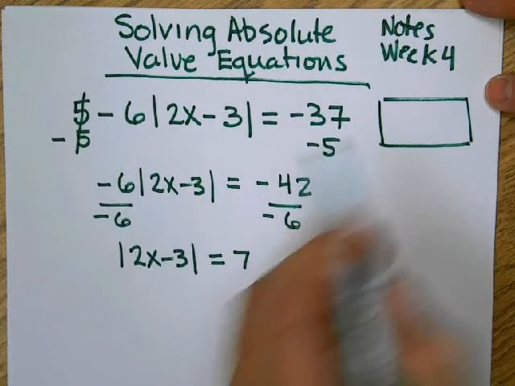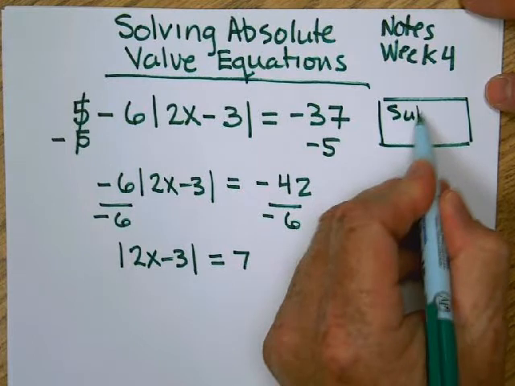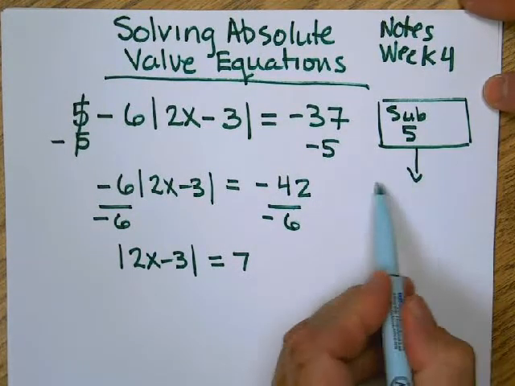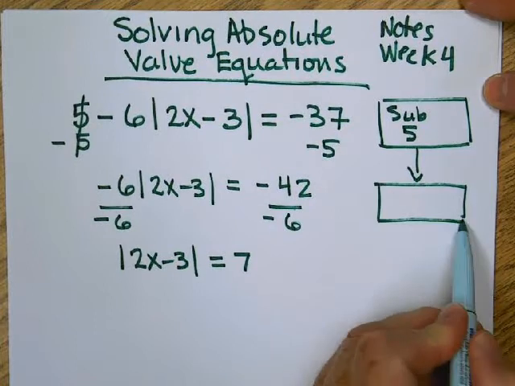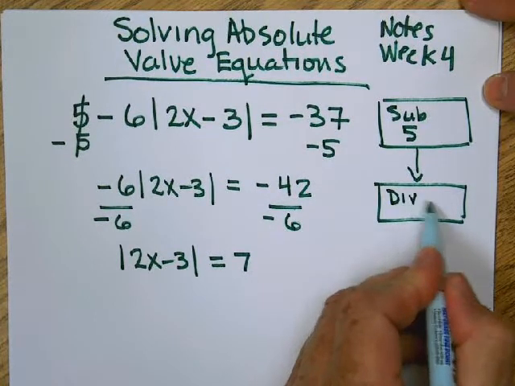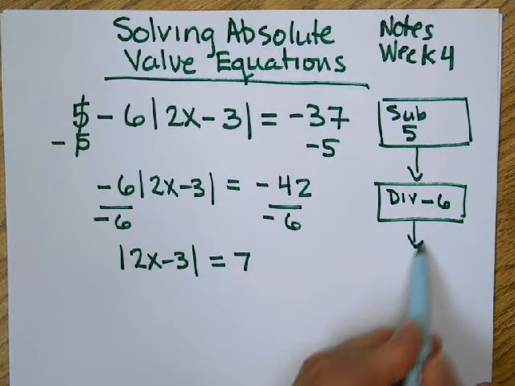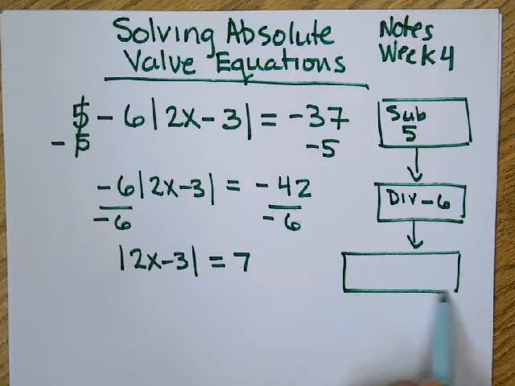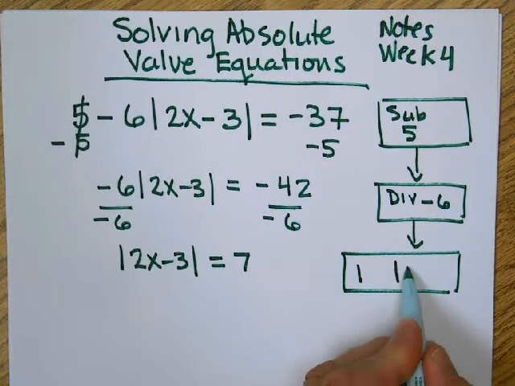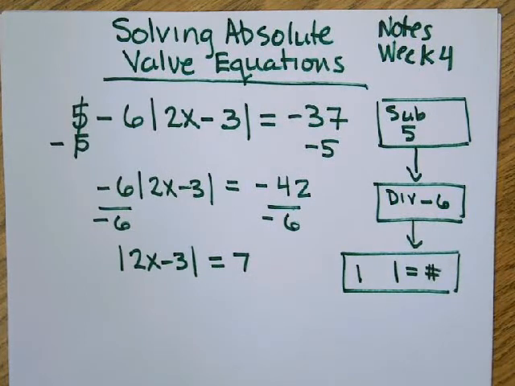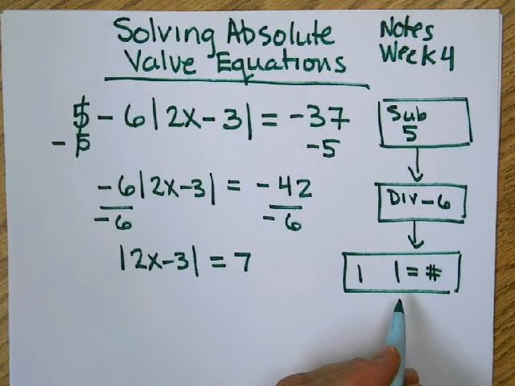What was our first step? We subtracted 5 from both sides. What was our second step? We divided out our negative 6. Once we're down to this point, now we have just our absolute value equal to a number. And that's what we need to go to the next step.